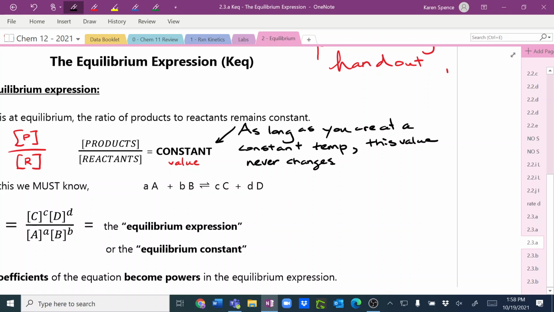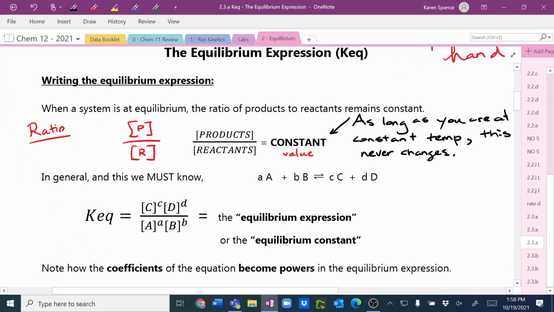As long as you are at a constant temperature, this value never changes. Now the key thing here though is that these have to be equilibrium concentrations. These are not concentrations while you're shifting, okay? So these are equilibrium concentrations.